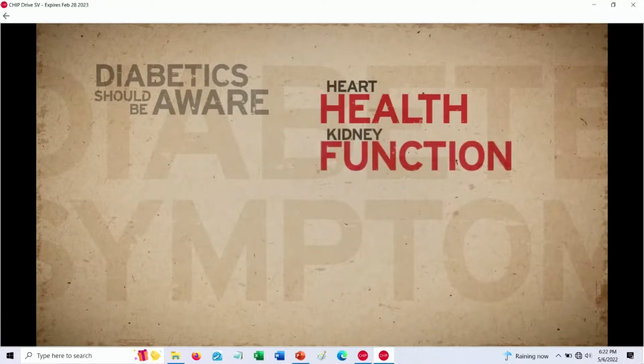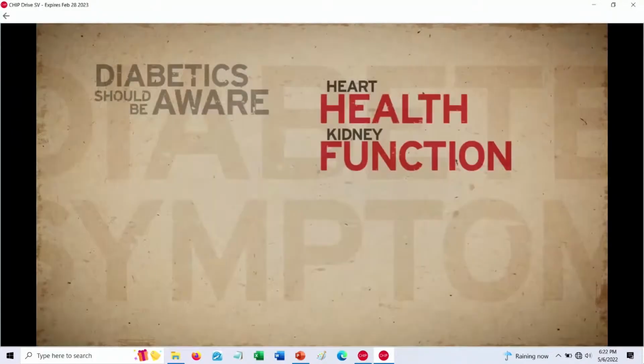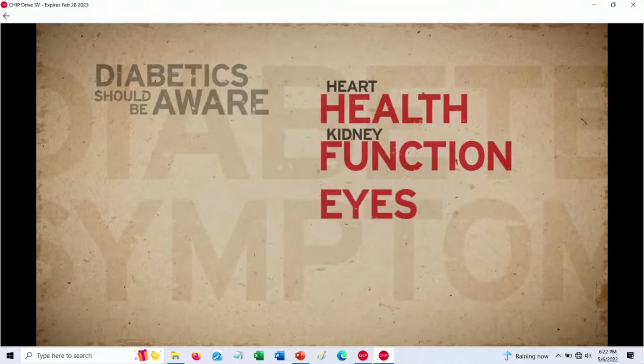Second is your kidney function. This needs to be checked at least twice a year and can be done by a simple urine test because, as you know, diabetes commonly affects the kidneys. Third is your eyes. Get an eye exam at least once a year to check for damage due to diabetes.